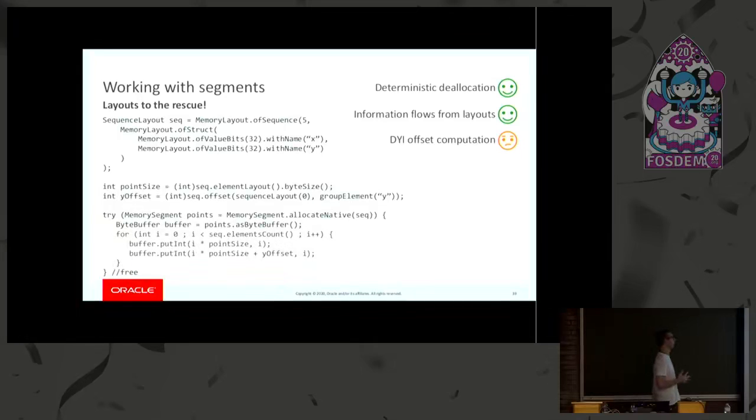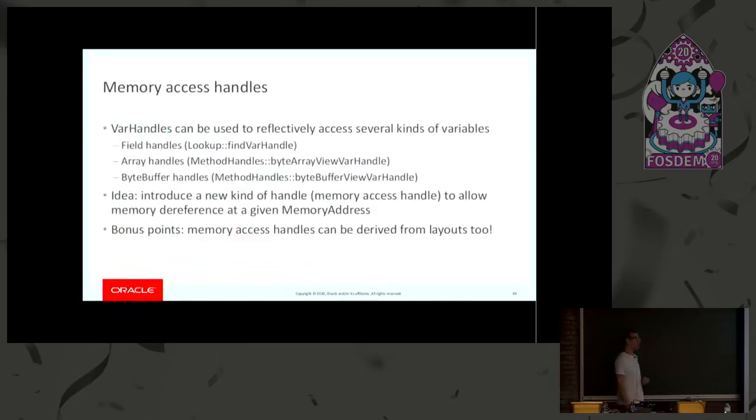Can we improve a little bit on that? And the idea that we got, maybe a crazy idea, was to introduce a new breed of variables called memory access handles. For those of you who are not familiar with the variable API, you can think of a variable as a Java lang reflect field on steroids, in the sense that a reflective field gives you access to Java fields.